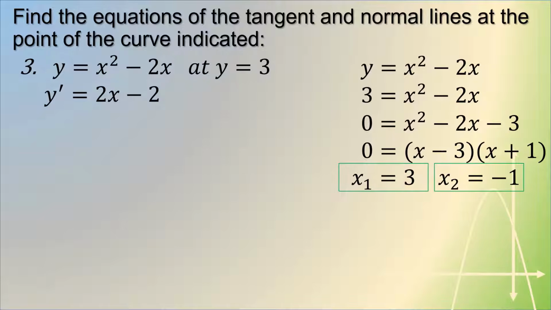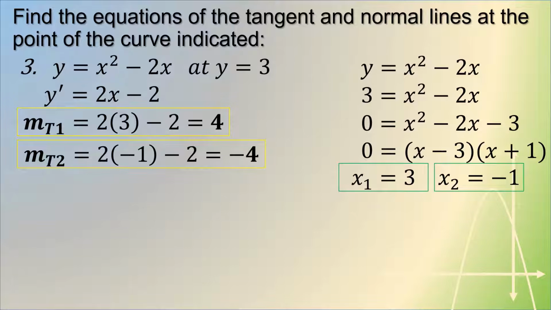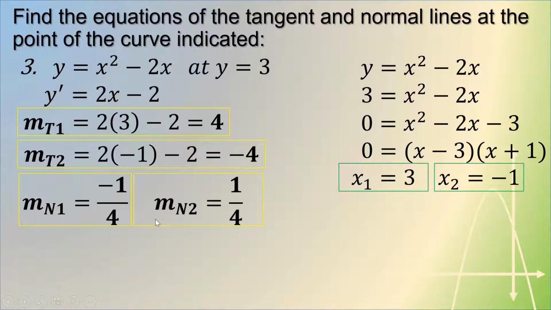So ito yung dalawang isa-substitute natin sa ating y prime. So our first slope for our tangent line 1 is equal to 2 times 3 minus 2, which is equal to 4. And then our second slope for our tangent line 2, that is 2 times negative 1 minus 2 is equal to negative 4. And then the slope for the normal line is the negative reciprocal of our first slope for our tangent line, that is negative 1/4. And of course, the slope of our second normal line is positive 1/4.